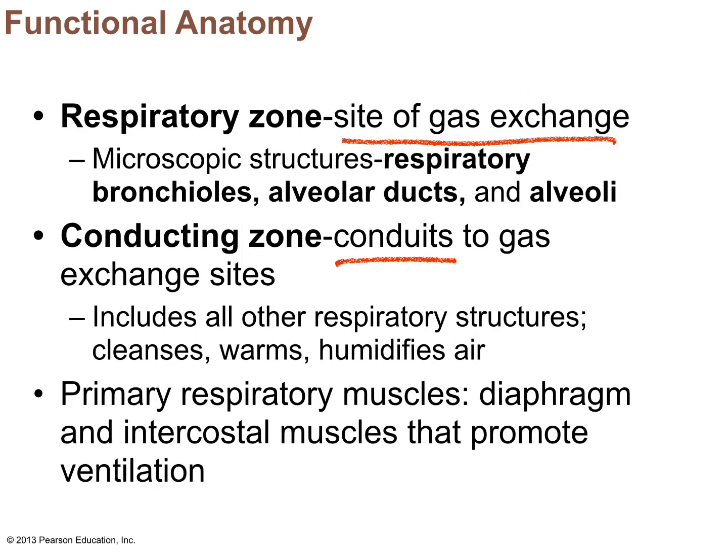You have two zones. You have a respiratory zone, you have a conducting zone. The respiratory zone is actually the site of gas exchange. It contains the respiratory bronchioles with these little clusters of grape-looking things called alveoli, and inside those you have the alveolar ducts. And so this is where gas exchange takes place. The conducting zone is simply the tubes that lead to that respiratory zone.